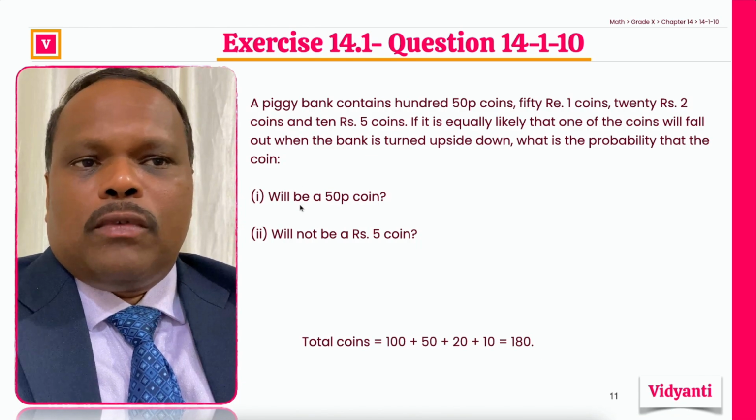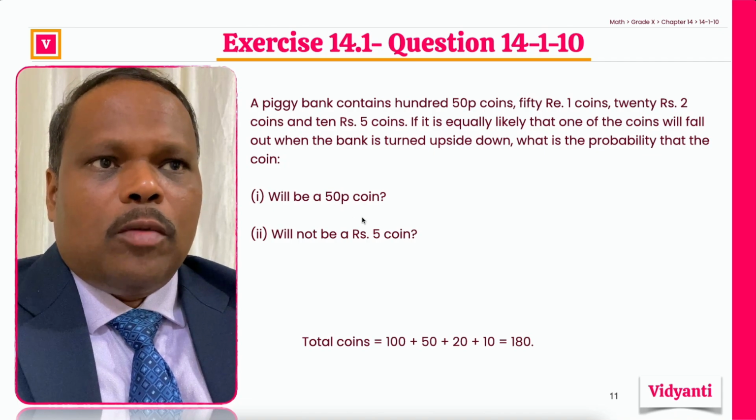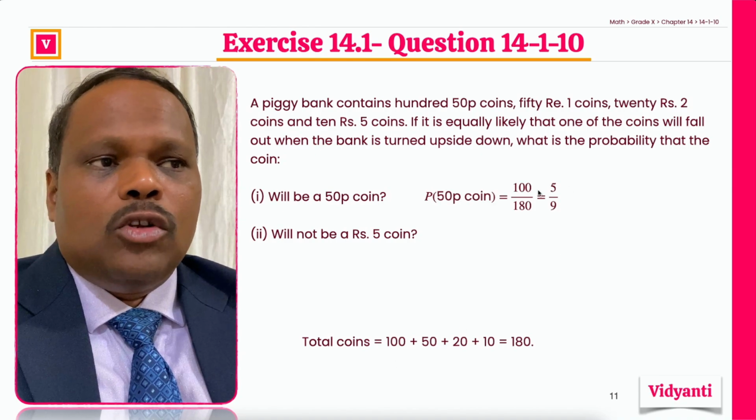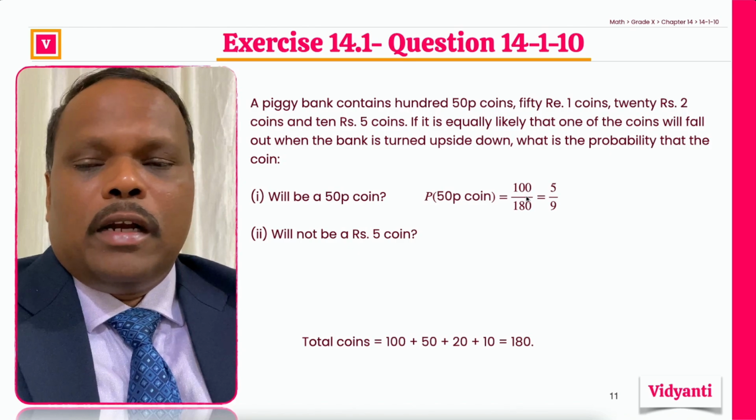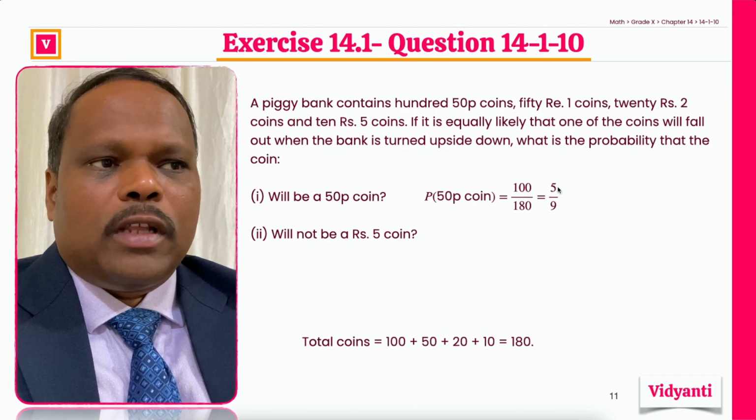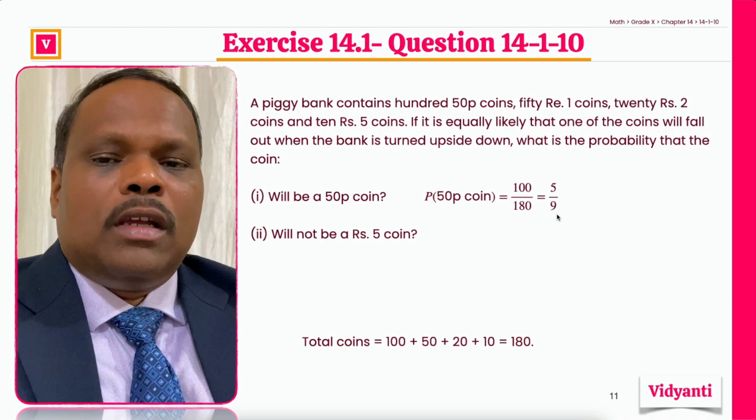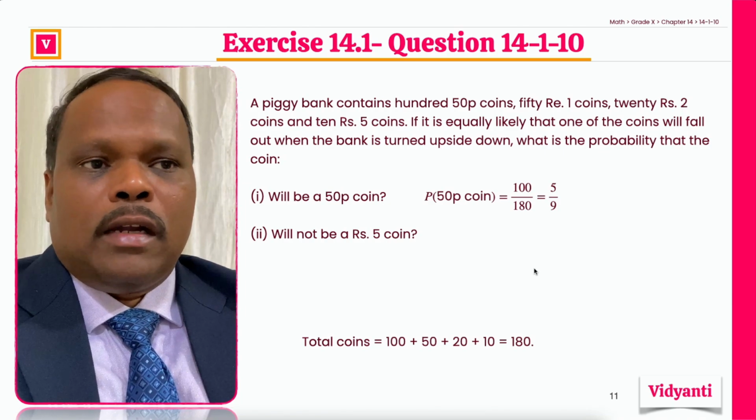Now, if you are talking about a 50 paisa coin, our favorable thing is a 50 paisa coin. How many 50 paisa coins will be there? There are 100. So altogether the numerator will be 100, because remember it is favorable upon total, 100 coins divided by 180 coins. On simplification, it will give you 5 upon 9, because we are cancelling a factor of 20 from both numerator and denominator.